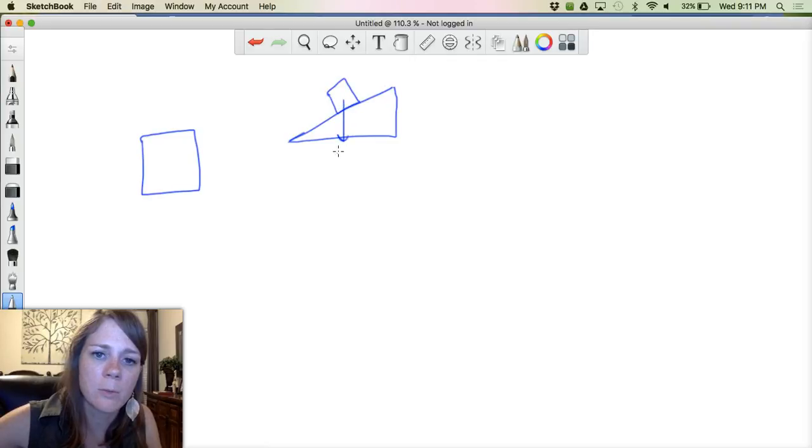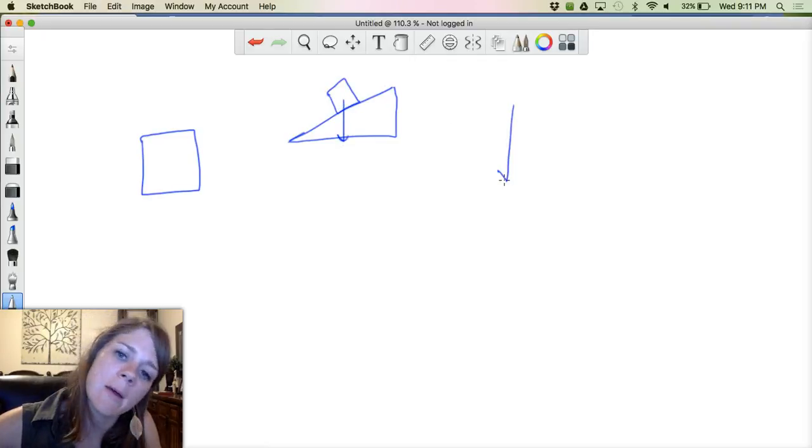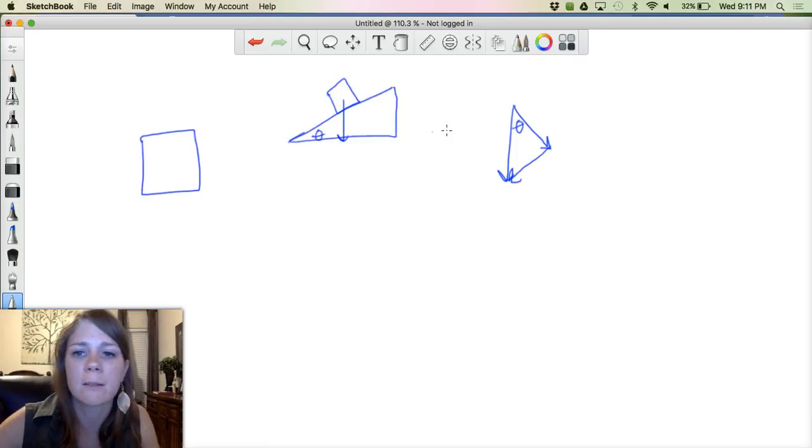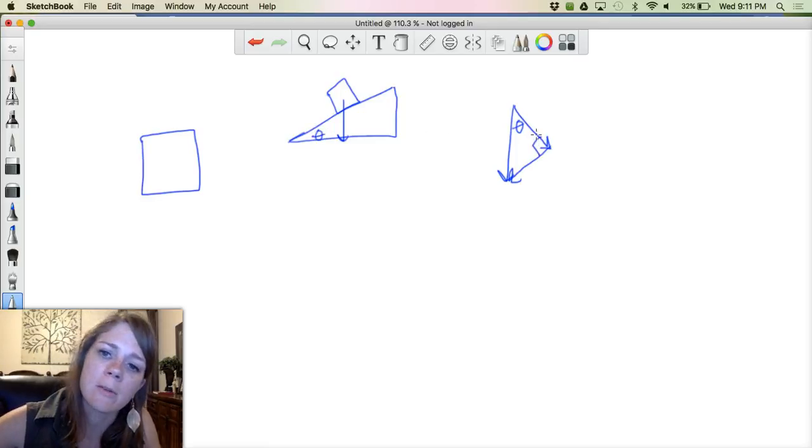The weight force will always be down, and you're going to break that weight force into its components. And this theta is equal to this theta, always. So what that means is our right triangle is here.